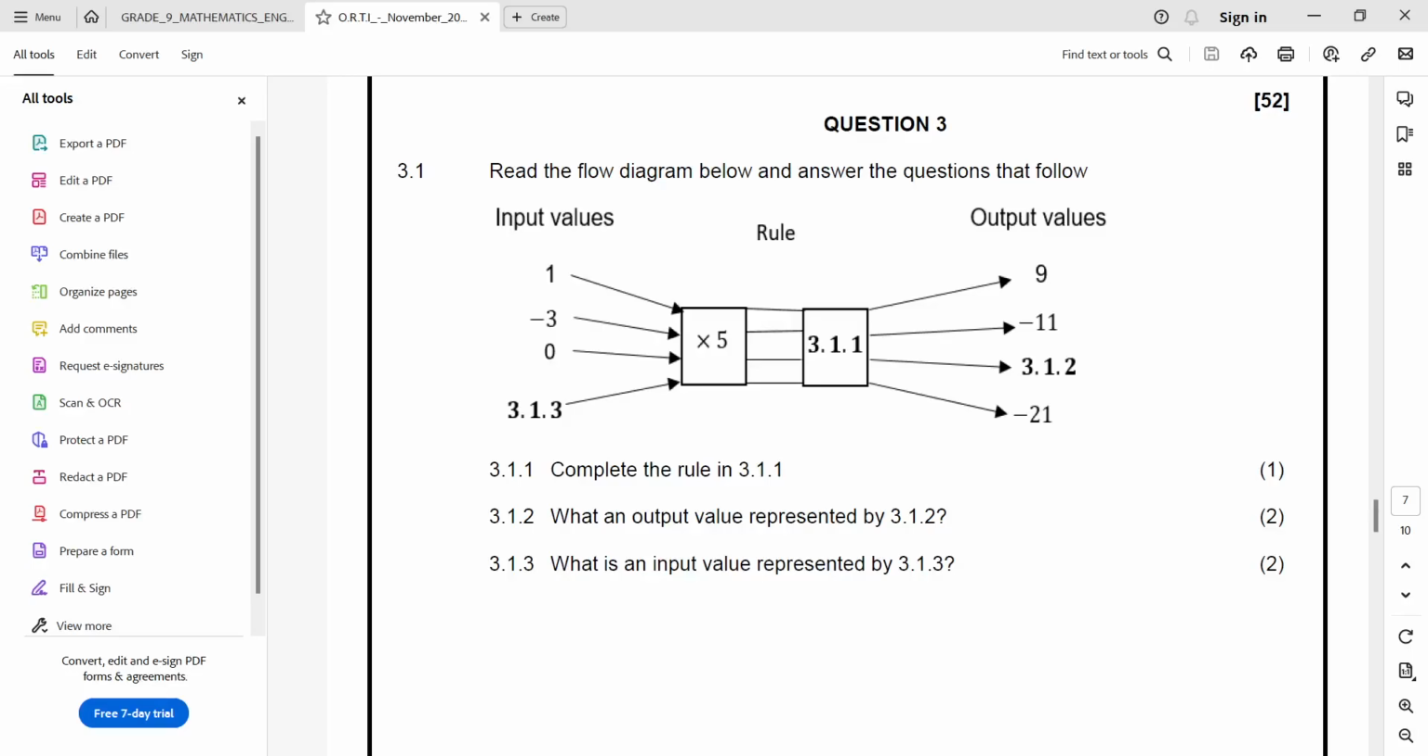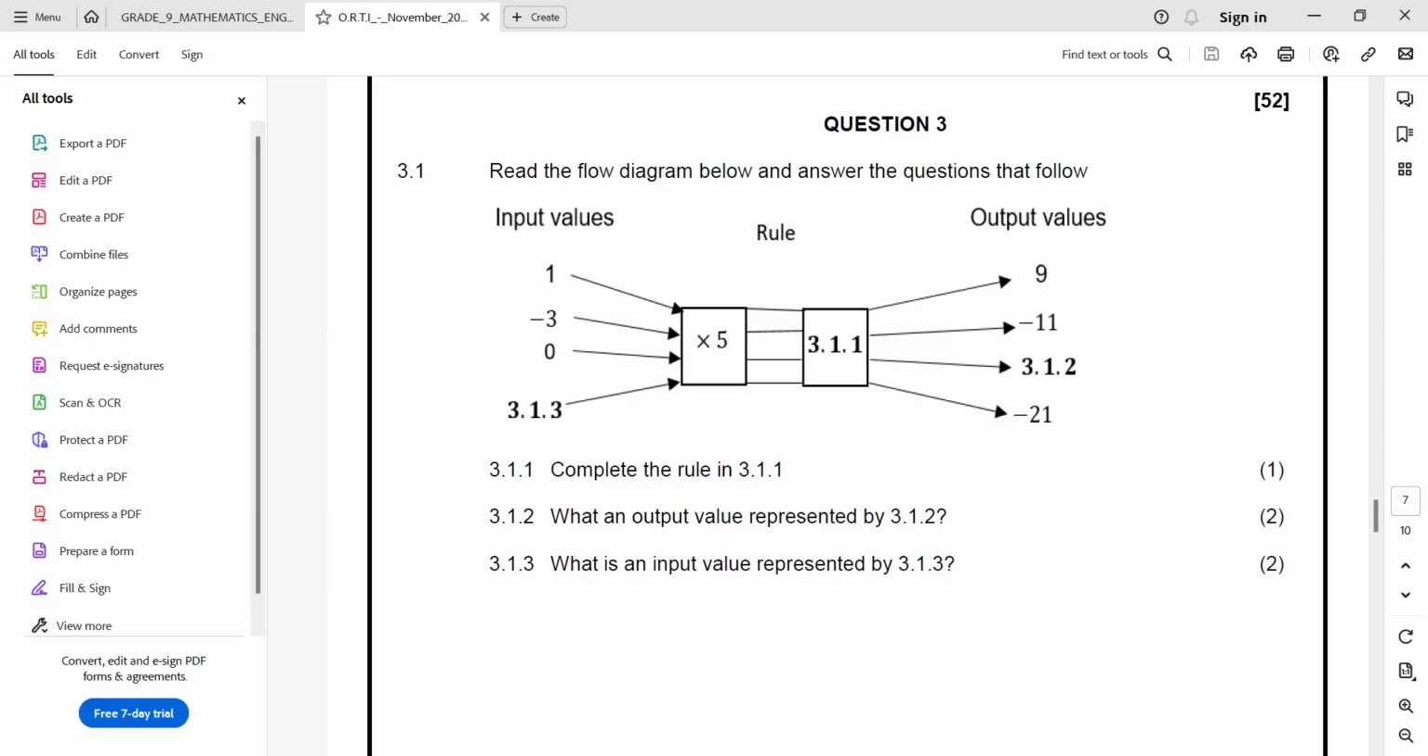Okay, let's continue on question 3. Question 3 from the same question paper of Eastern Cape 2023, paper 1. The input and output. The statement says, read the flow diagram below and answer the questions as follows. To summarize everything, we have the input values.